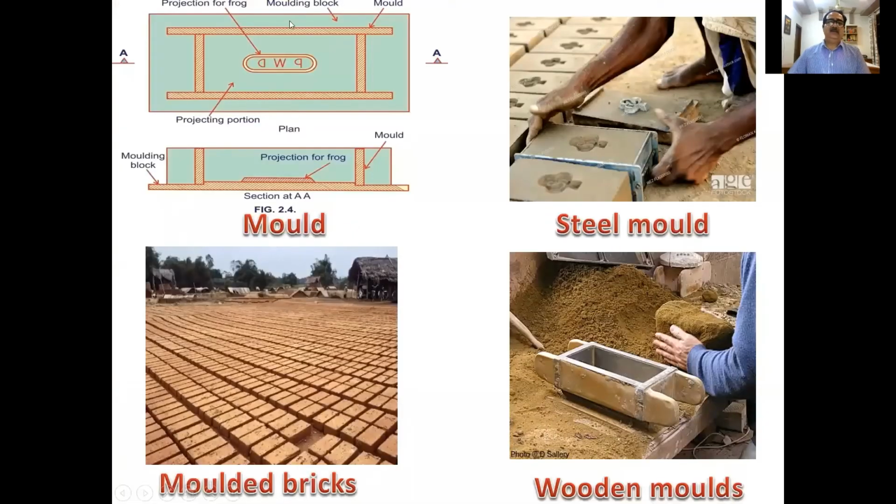Now this is a typical plan and cross-section of a mold. This is the top portion of the mold, and this is the cross-section cut over here. We can clearly see we have a bottom over here. We can see this indent which is formed with the help of this particular portion. This forms the frog, and we can see the steel molds being used for the molding of bricks. In this way, the bricks are molded in large numbers. And these are the wooden molds which are being used for the molding process.